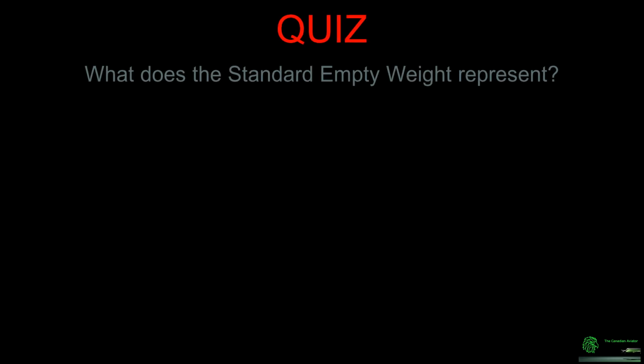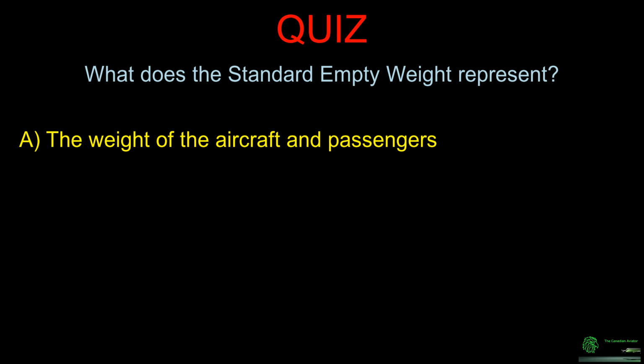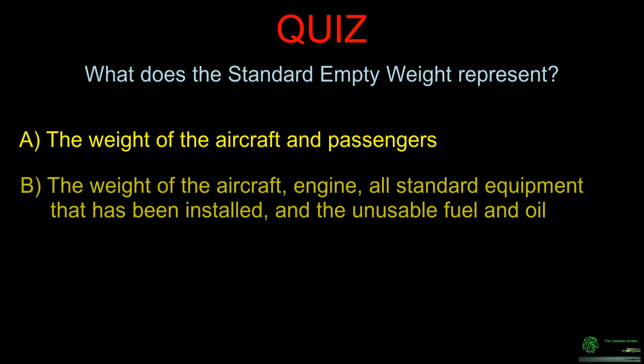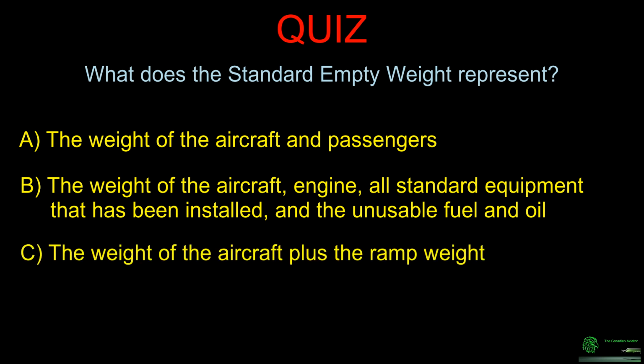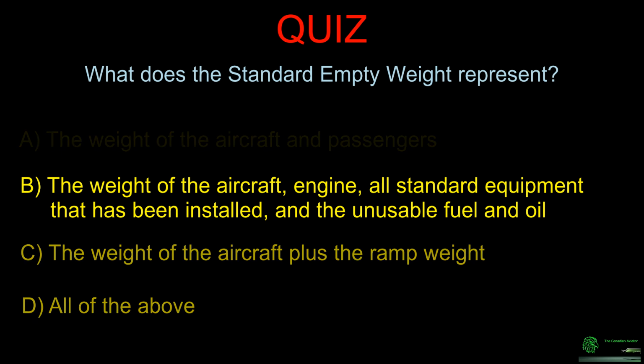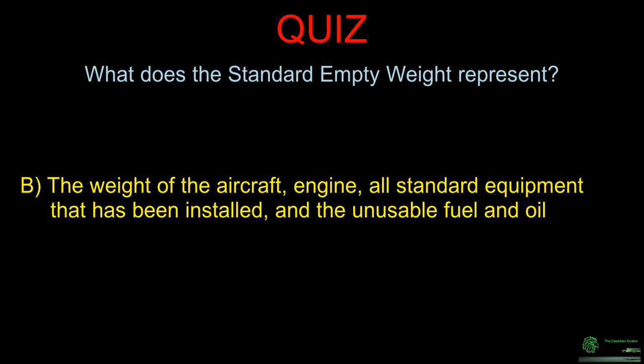Next question. What does the standard empty weight represent? A. The weight of the aircraft and passengers. B. The weight of the aircraft, engine, all standard equipment that has been installed, and the unusable fuel and oil. C. The weight of the aircraft plus the ramp weight. Or D. All of the above. The correct answer is B. The weight of the aircraft, engine, all standard equipment that has been installed, and the unusable fuel and oil.